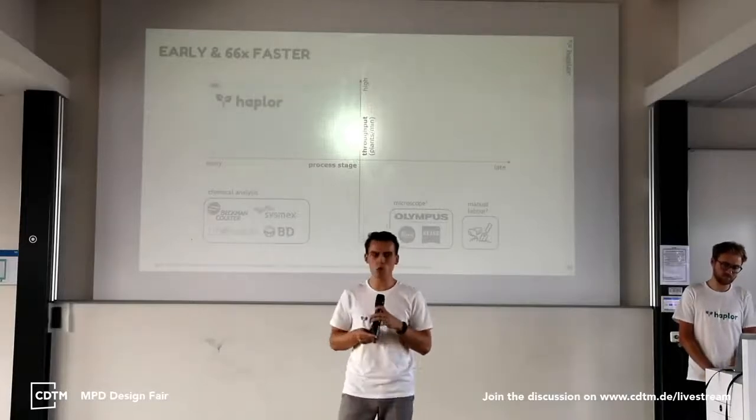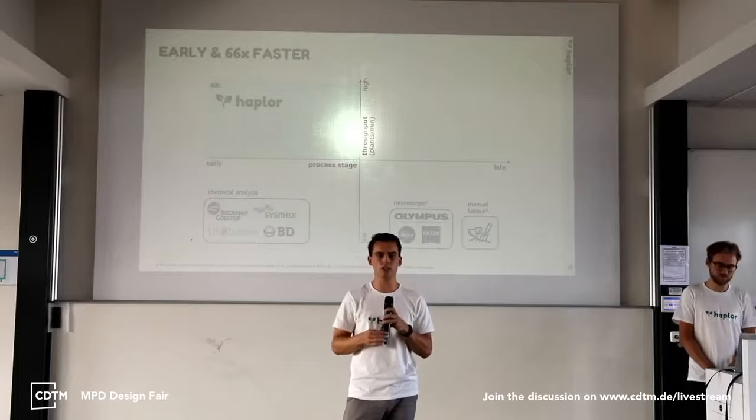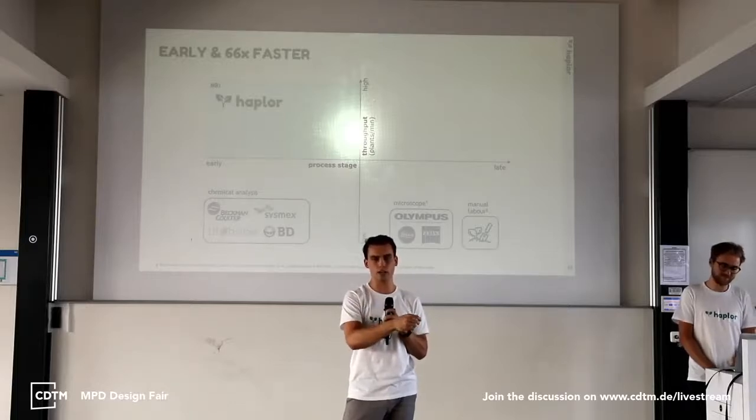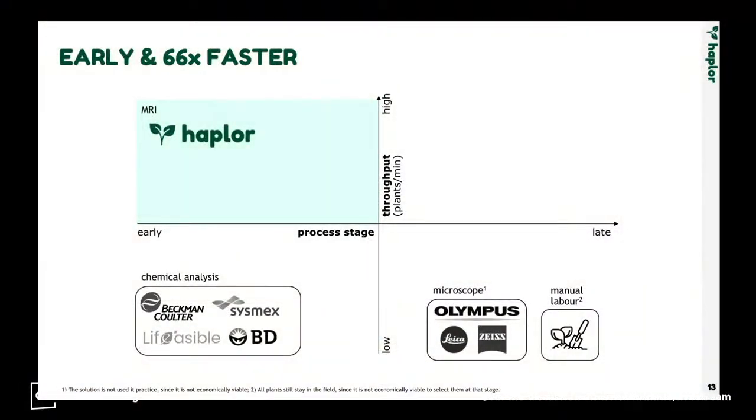Now, the 2 most important differentiators are time and throughput. Nowadays, there is microscopical analysis or manual labor, however, only at a late stage. At an early stage, there is chemical analysis, but only at a low throughput. Our solution is both early and with a high throughput, 66 times faster than today.